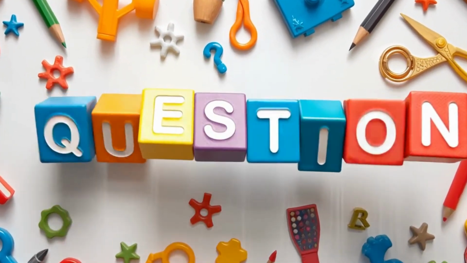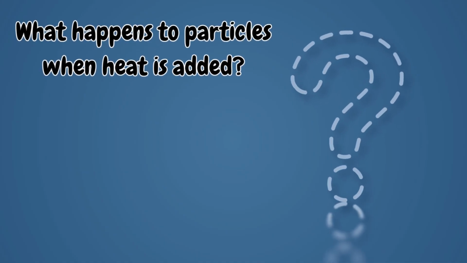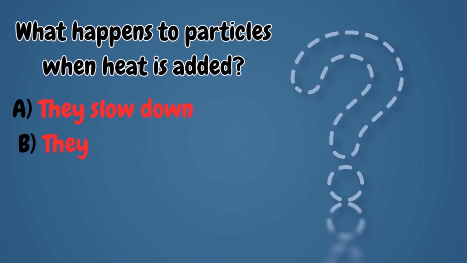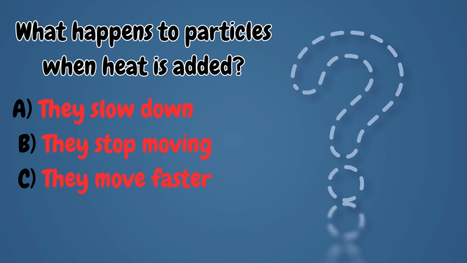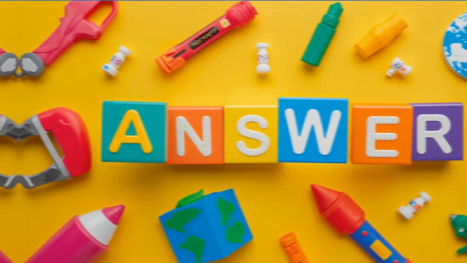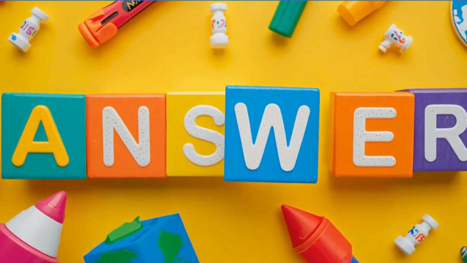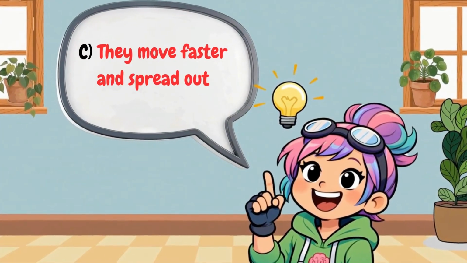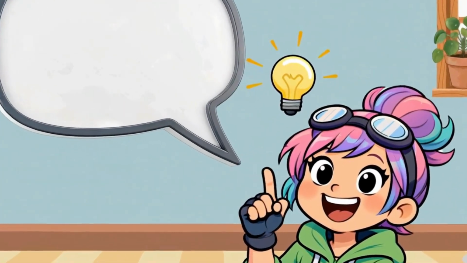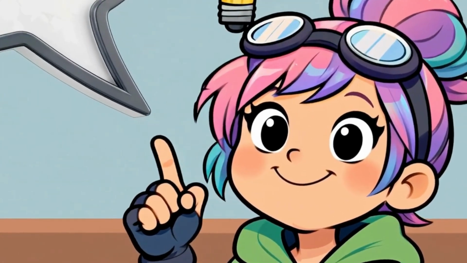Next question. This is going to be a tricky one. What happens to particles when heat is added? Do they A, they slow down? Or B, they stop moving? Or do they C, they move faster and spread out? And the correct answer is C, remember? Heat gives particles energy, making them move faster and spread apart.